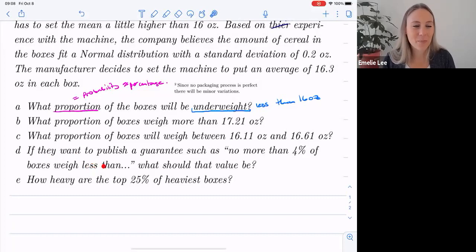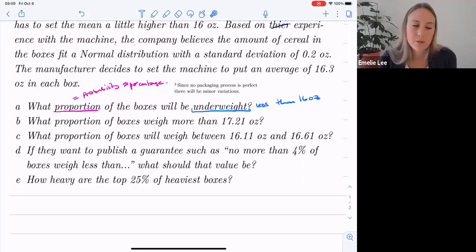But here we are, ounces. So what if they want to publish a guarantee that says no more than 4% of boxes weigh less than some amount? What value should that be? It's more in the States, I think, where pizza companies have a guarantee: oh yeah, we'll get to your house within 20 minutes. How do they decide that 20 minutes is a reasonable time? That's because the time it takes to deliver follows a normal distribution, and they would base it off of that. So they've made a calculated risk.